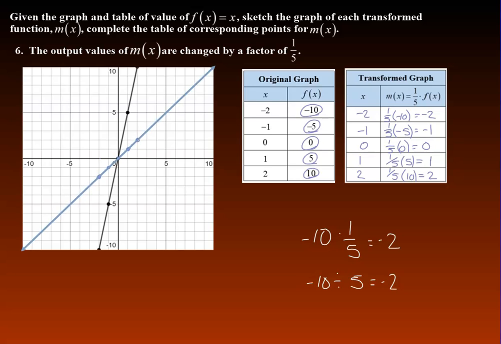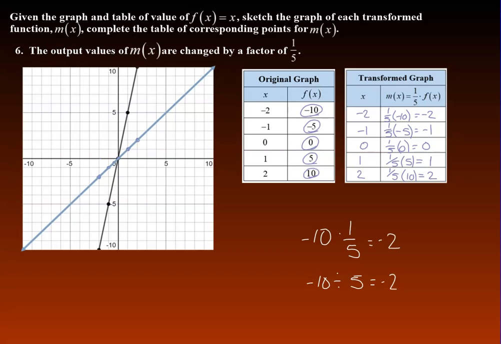So hopefully you took 1/5 times -10, or -10 divided by 5, and got -2. You took -5 divided by 5 and got -1. 0 divided by 5 is 0, and 5 divided by 5 is 1, and 10 divided by 5 is 2. And then you plot your points and draw your line, and that would be your dilation.